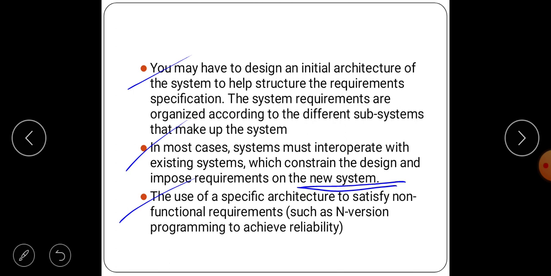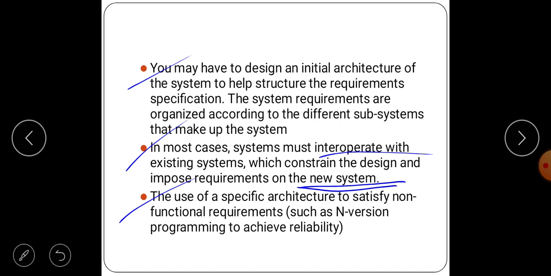Means you have to compare with the existing system. It constrains the design and imposes requirements on the new system. So why are you going to interrupt with the existing system? It will be helpful for creating the new system.